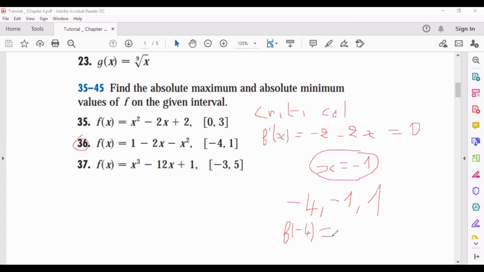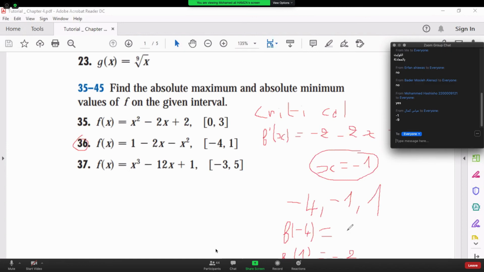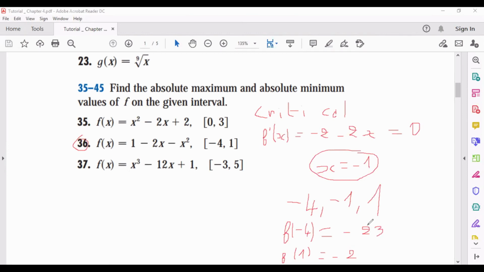f of minus 4, how much does it give, guys? Substitute x by minus 4 here. f of 1 is minus 2. f of 4, how much does it give? Quickly, substitute 4, it gives 1 minus 24 minus 23, right? f of 1 equals minus 2. What about f of minus 1, I'm sorry. f of minus 1, how much does it give? Substitute x by minus 1 here. 1 plus 2 minus 1, it gives 2.